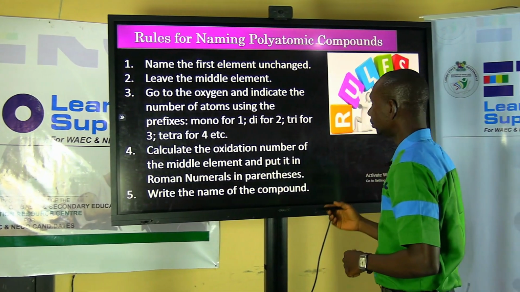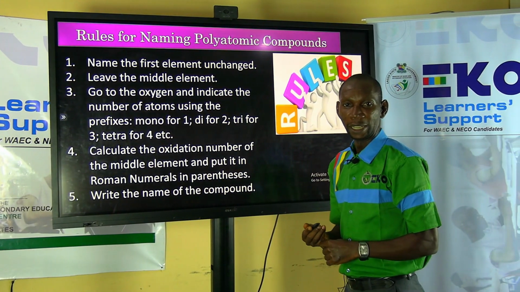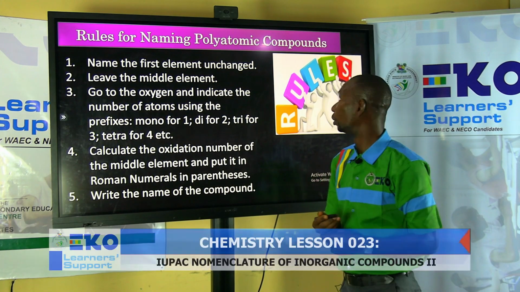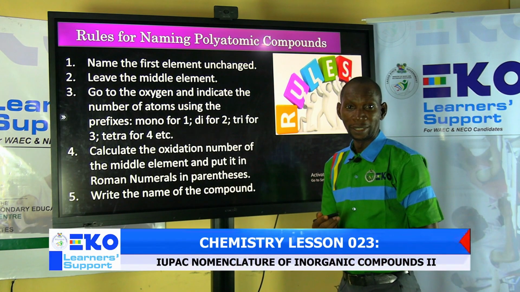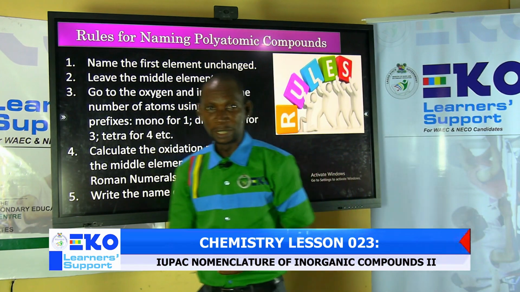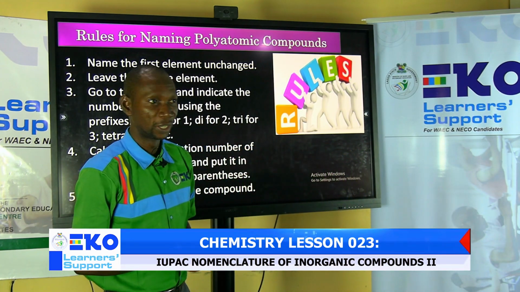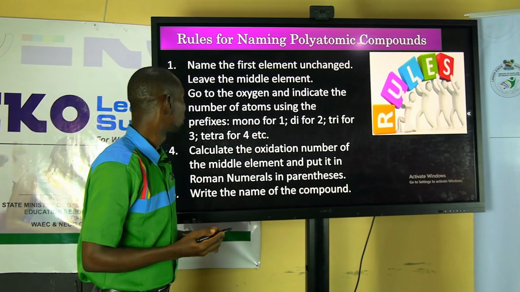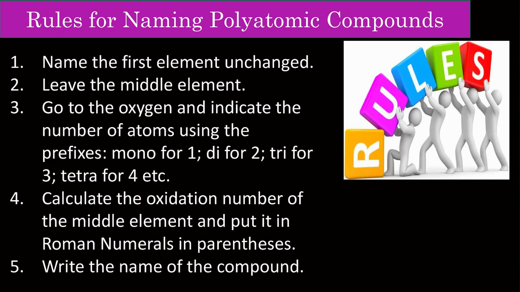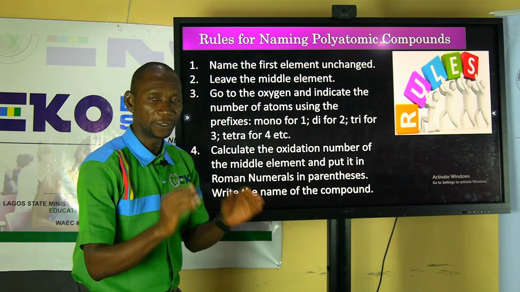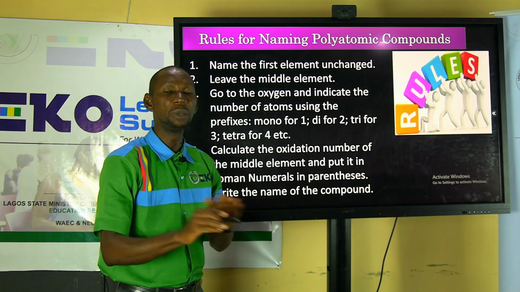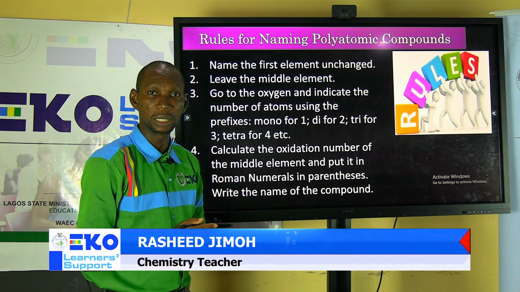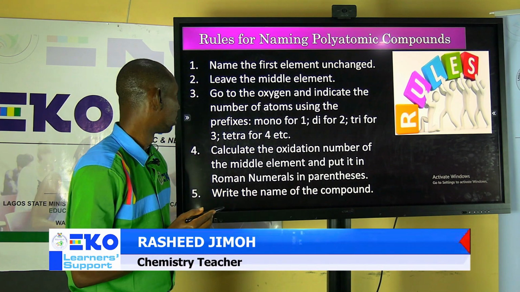Right, so here we are, the rules that you need to be able to name those polyatomic compounds. I want you to write the rules down in your notes, and we will be reviewing them together now. The first one says, name the first element unchanged. That's the first thing you do. The first element in that compound, name it without any change. If it is potassium, then it's potassium. If it is sodium, then it is sodium.